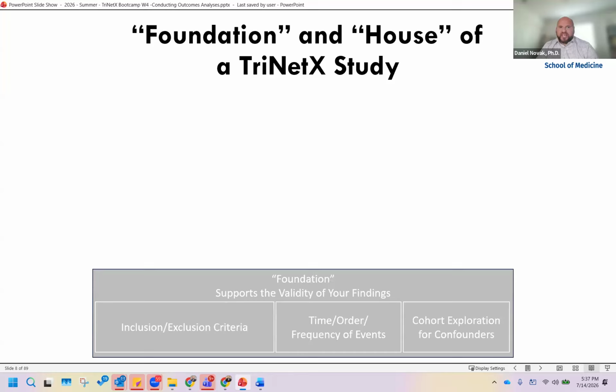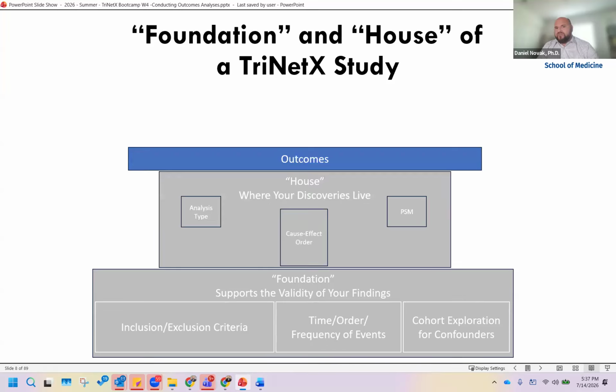Again, my clumsy foundation of your study would look something like what we covered in the past. Having really strong inclusion and exclusion criteria, time, order, and frequency of events, and cohort exploration for confounders. Those would be things you're going to want to have really solid before you start running analyses. I hear this all the time from students who are like, well, I'll just get in there and I'll play with it. Don't. Having a really solid analysis plan that's really fleshed out, connected to the literature, and really well defined is essential for having any kind of result worth reporting using the tools we're going to describe today.